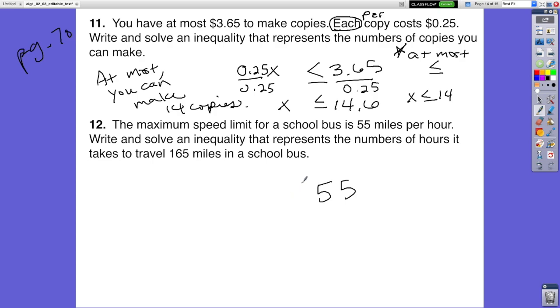All right, so that means which inequality sign am I going to use if this is my speed over here? Good, less than or equal to, good. And what's the total number of miles it has to travel? 165. So if you think about this, I'm not going to multiply how many hours by 165. So I'm actually going to divide it.